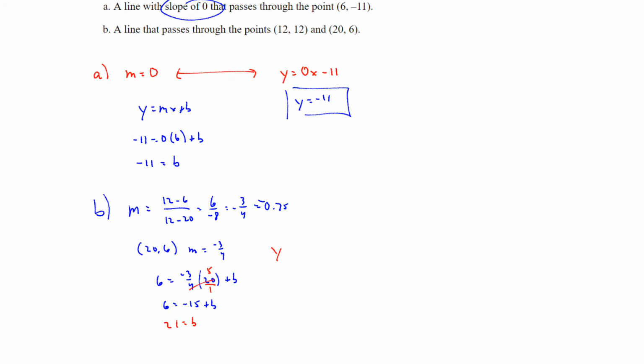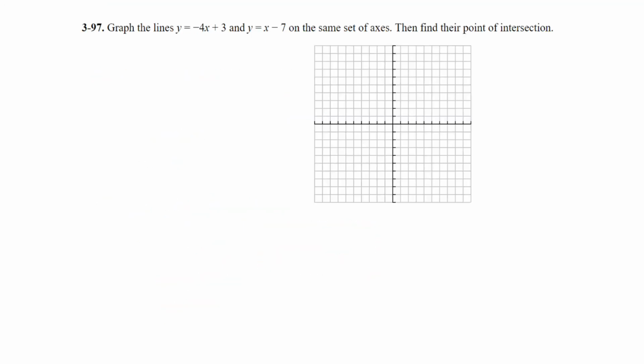So we have enough information to write the equation. Y equals negative 3/4 x plus the y-intercept of (0, 21). And there's our equation. Question 97, graph the lines that are given on the same set of axes, then find the point of intersection. So we're looking for the lines to intersect. So we'll start with the first one. Y is equal to negative 4x plus 3.